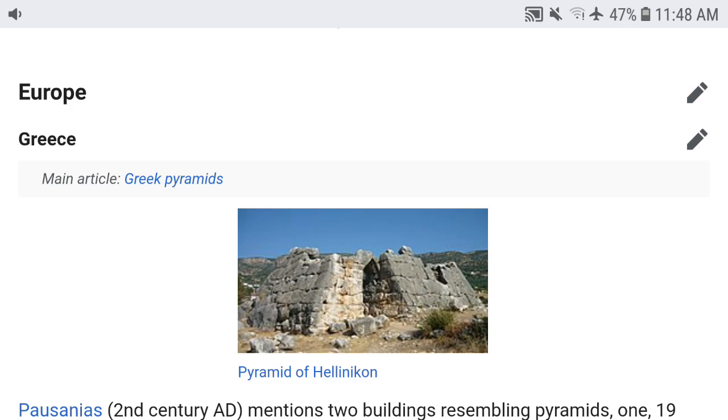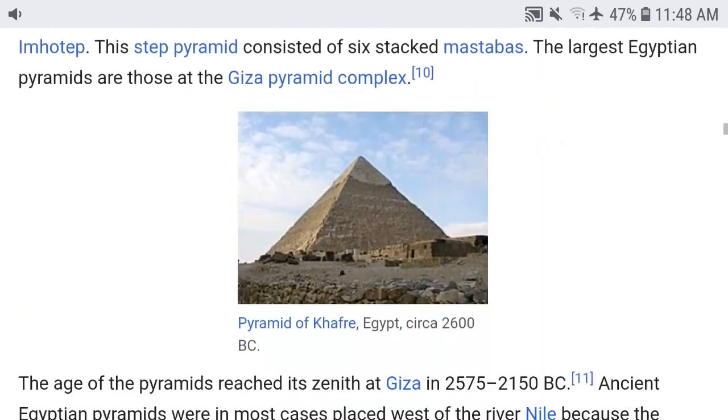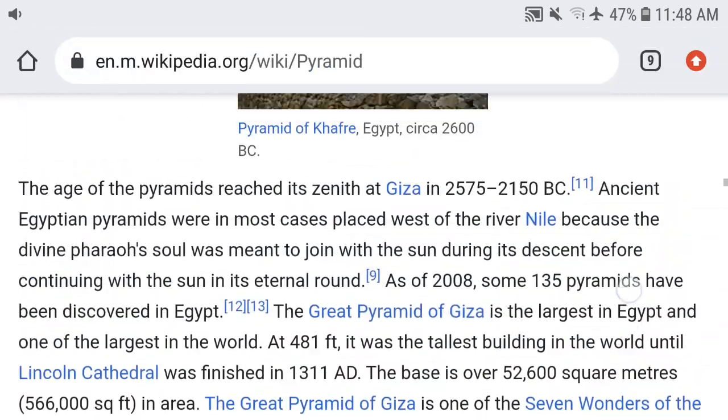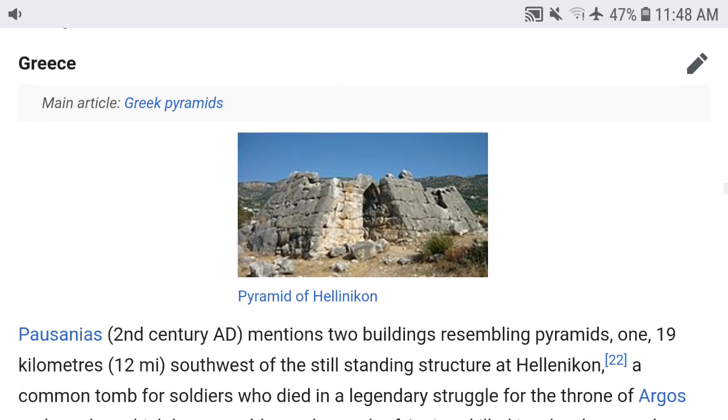And then we go to Europe now. It's in Greece. Okay, so these were all in Africa, right? There's Egypt, and then the one in Sudan, and then Nigeria as well. And now we go to Europe, and this is in Greece.